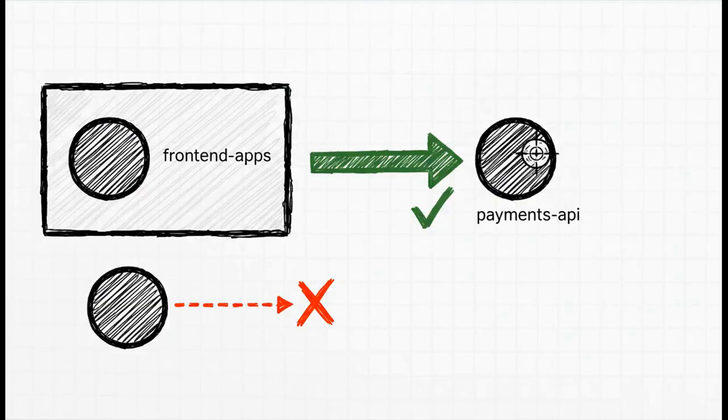So here's what an access rule looks like in practice. This authorization policy says, for any pod with the label app equals payments API, we want to apply an allow rule. Simple enough. But who's allowed? Well, the policy says the source must have a verified identity that comes from the front-end app's namespace. It's explicit, it's targeted, and it's all right there in the code.